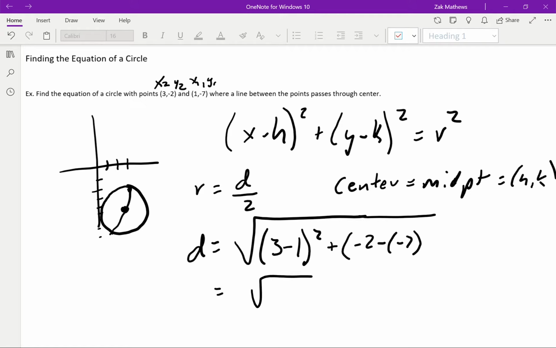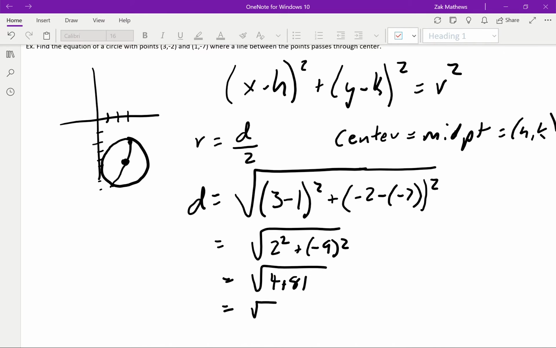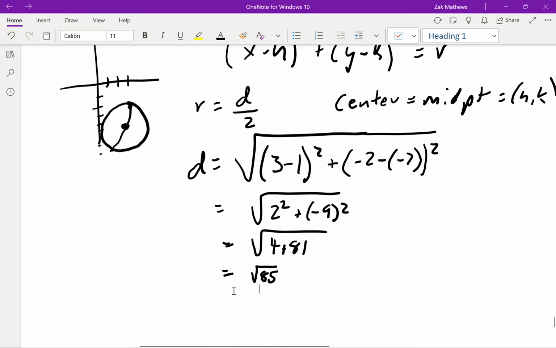So we'll have the square root of 3 minus 1 is 2 squared. Forgot my squared over here. -2 minus -7 is a 5 squared. Wait, I'll say it as spoken: -2 minus 7 is a -9 squared. So we get 4 plus 81, or 85, square root of 85. This would be the diameter, the total distance between the two. We want the radius, and so the radius would be equal to this thing divided by 2.